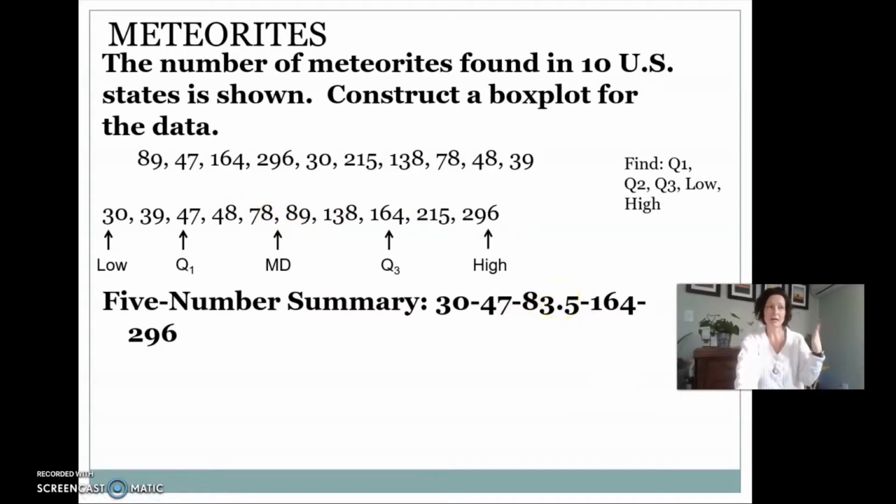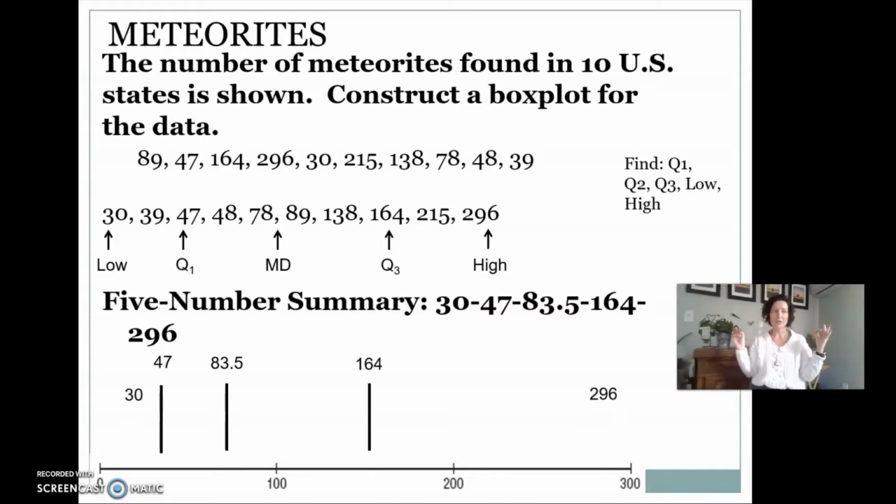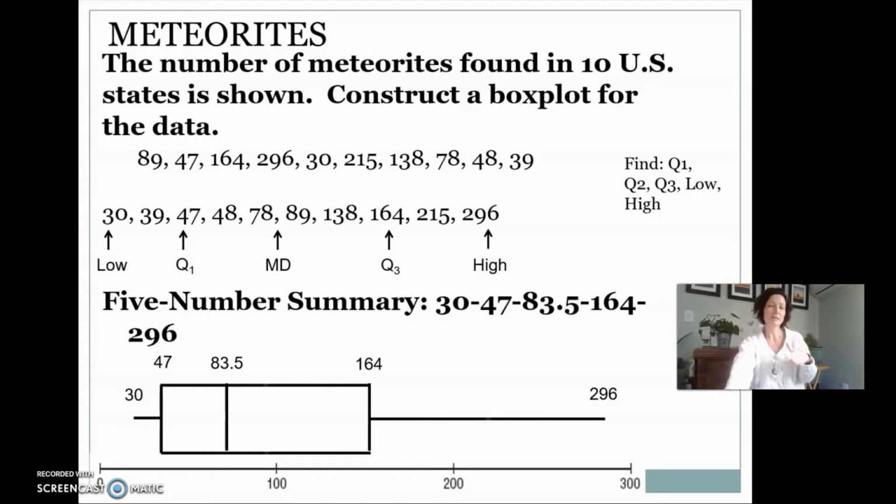I can then plot out how to make my box and whiskers plot. And I'm going to do this on a number line so it's done to scale. First, I plot Q1 of 47, Q2 of 83.5, Q3 of 164, and then my whiskers. So the 3 numbers in the middle make my box. The 2 highest and lowest on the outside are the whiskers for the box, and I connect the dots as such. There are websites that will generate these for you, and I'll show you one right now.